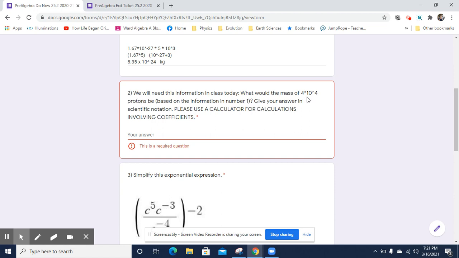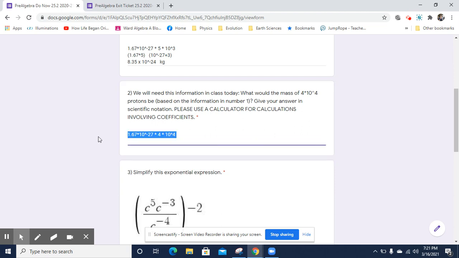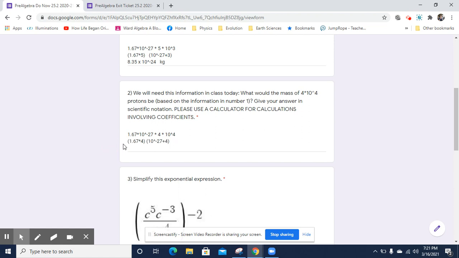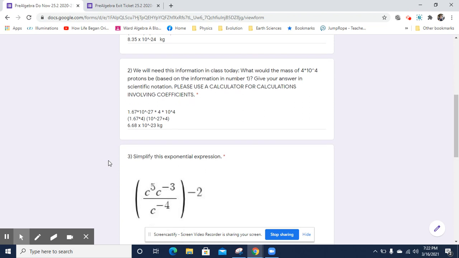Now, what would the mass of 4 times 10 to the 4th protons be, using all that same basic idea? So I'm going to put the equation here. There's your mass of 1 proton, 1.67 times 10 to the negative 27th, times 4 times 10 to the 4th protons. And then I group my coefficients, 1.67 times 4, and then my power is 10 to the negative 27th plus 4. 1.67 times 4 is 6.68, and 10 to the negative 27 plus 4 is going to be 10 to the negative 23rd kilograms. So it's not a lot of kilograms.